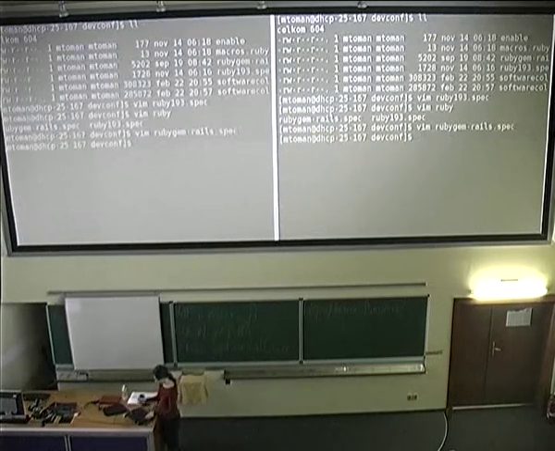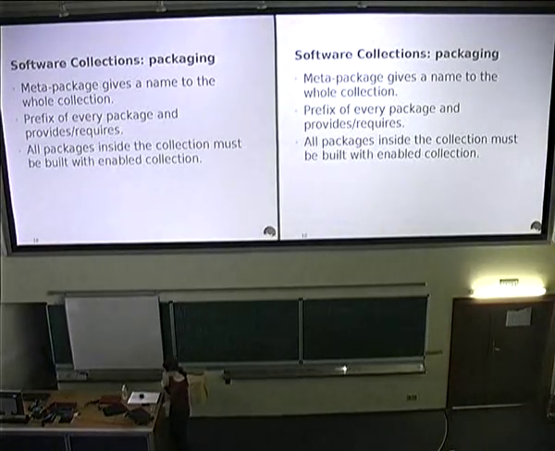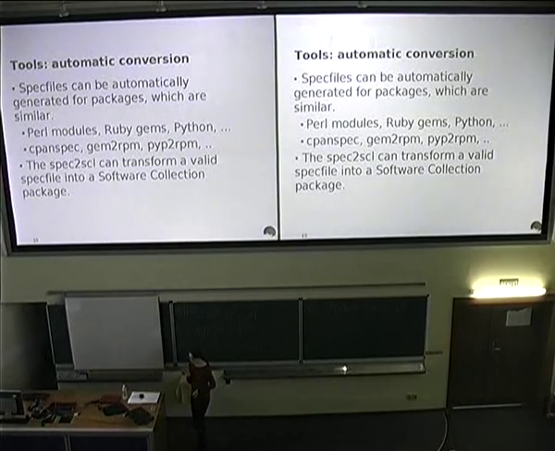So this example wasn't very problematic. I guess this was an easy package to do. But we have a lot of packaging and we are lazy, so we have some automatic tools which are doing stuff for us. Everything which has strict rules, like Perl modules, Ruby gems, Python modules, PHP, can be automatically created, downloaded from upstream, and spec files created for it.